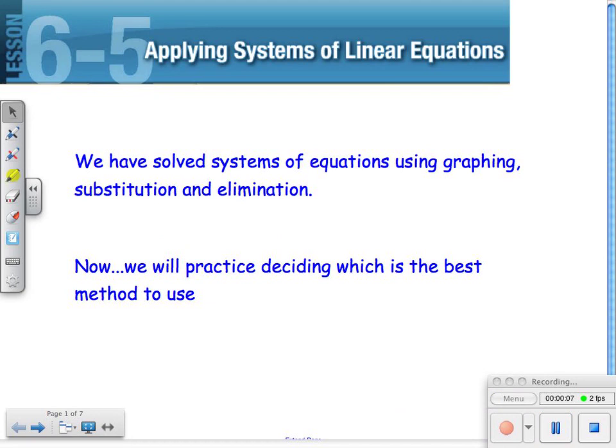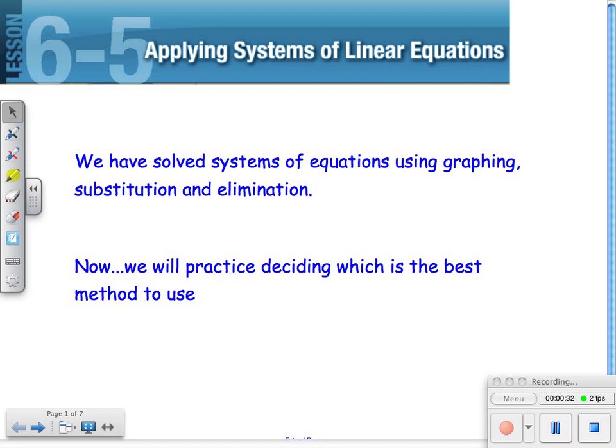6-5, you'll notice this is a very short PowerPoint. There are only 7 slides. So it's short and sweet, but it's a little bit challenging because we're going to have to make decisions now about which technique we're going to use to solve our system of equations.